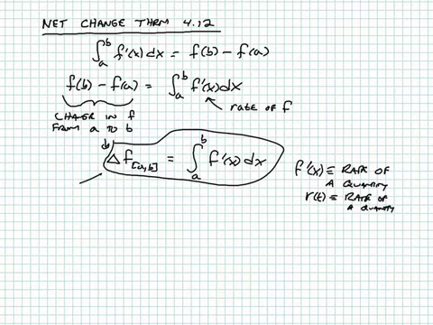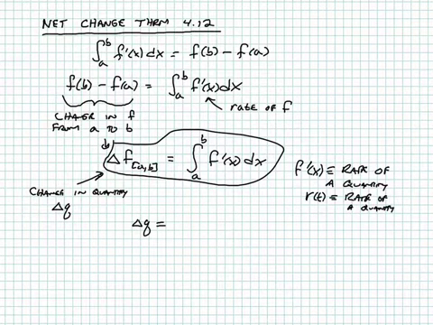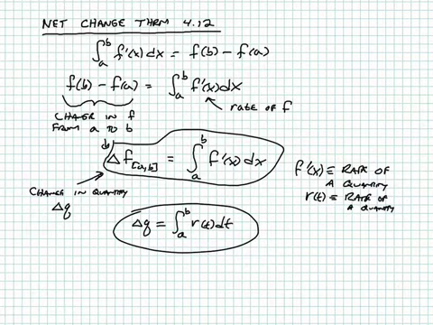Now over on this side, this is my change in the quantity from a to b. So if I call q my quantity, this would be the change in q from a to b. So another way I can write this is the change in q, or the change in a quantity from a to b, is equal to the integral from a to b of the rate as a function of time dt. And this is the net change theorem.